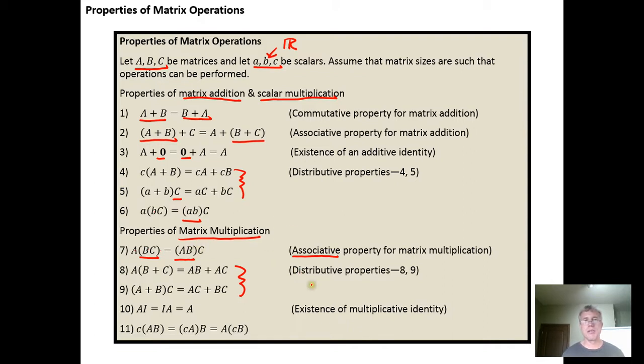Notice that the commutative property is missing for matrix multiplication. So in general, if we have the product of two matrices, A times B won't be equal to B times A. And we've seen this already, but we'll probably take another look at it again in another video.